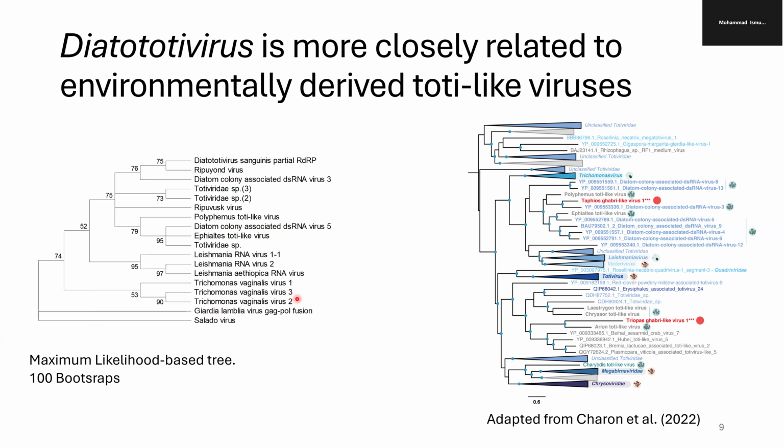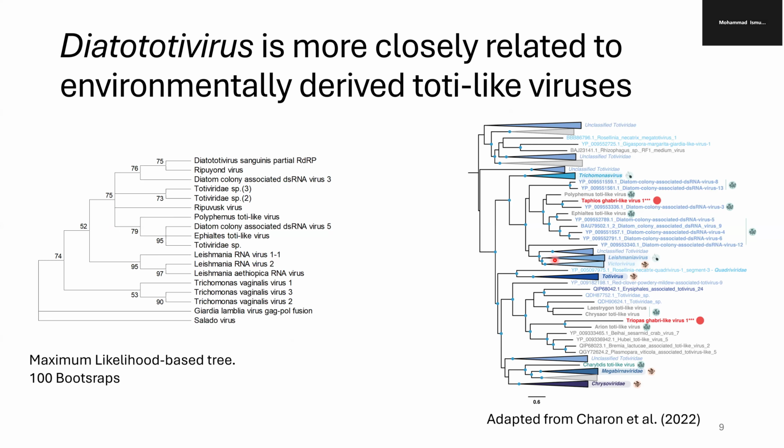And then we also picked several representative viruses from other genera in the Totiviridae family, including Trichomonas, Leishmania, and several environmentally derived toti-like viruses. As we can see here, our virus, Diatototivirus, is more related to the environmentally derived viruses, which is very interesting.